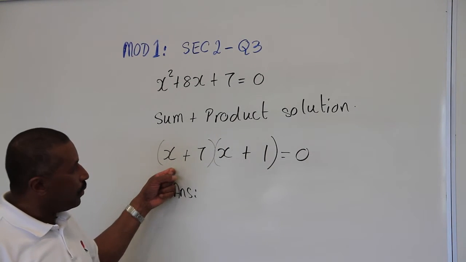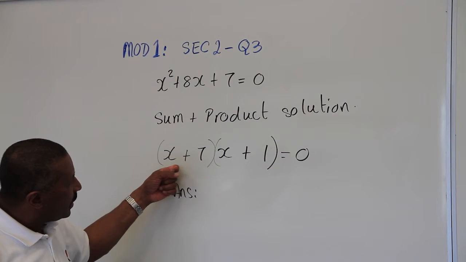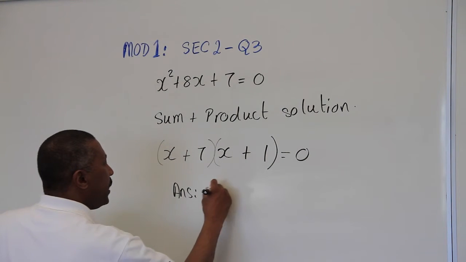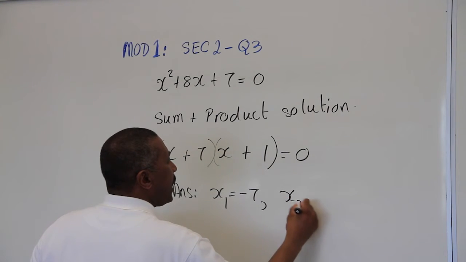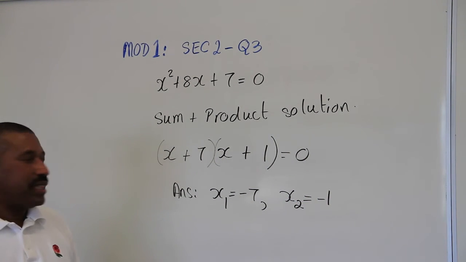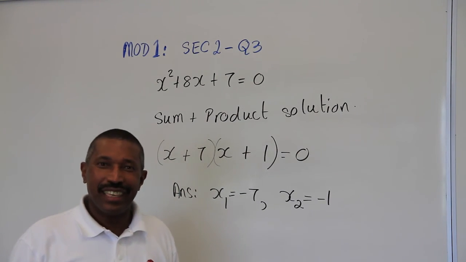We can simply cover up the first one and recognize that x plus 7 is equal to 0, so when it goes to the other side, you end up with x1 is equal to minus 7, and the other value, x2, is equal to minus 1. The simplest way to express this is simply change the signs, and you're done. It's that easy.